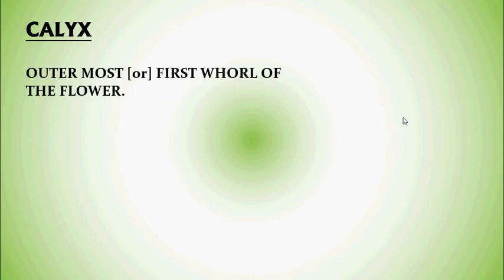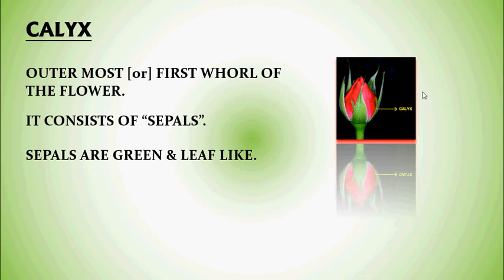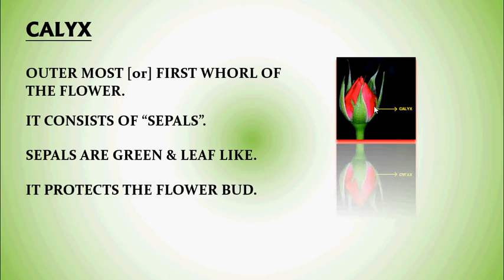Calyx. The outermost or first whorl of the flower is called the calyx. It consists of sepals, and these sepals are green or leaf-like structures. Let's see in the photograph. So this is a flower bud, and these green colored leaf-like structures are called the sepals. These sepals protect the flower bud.